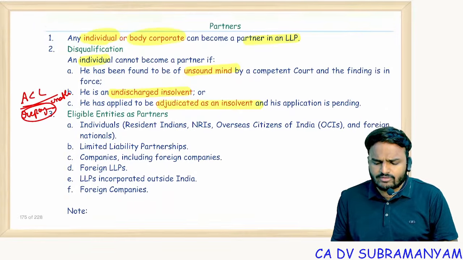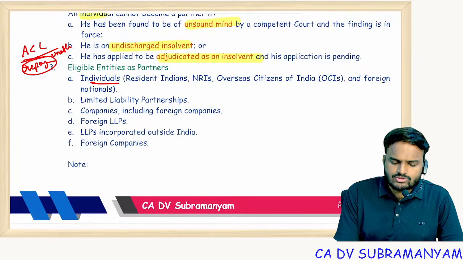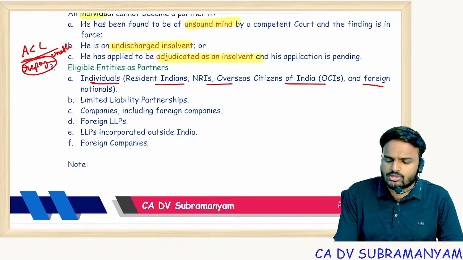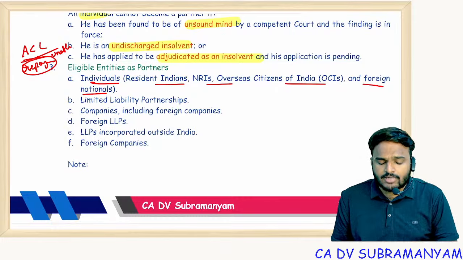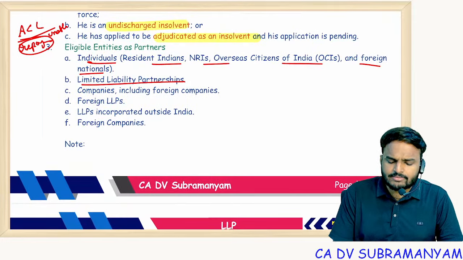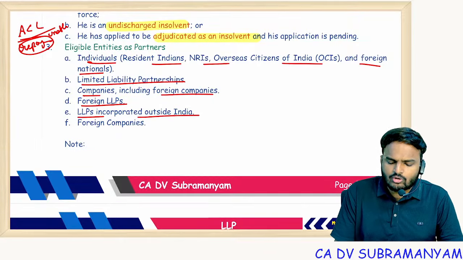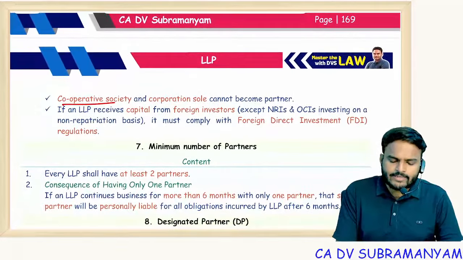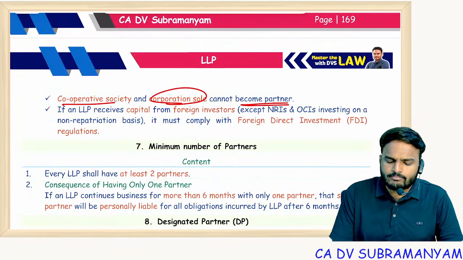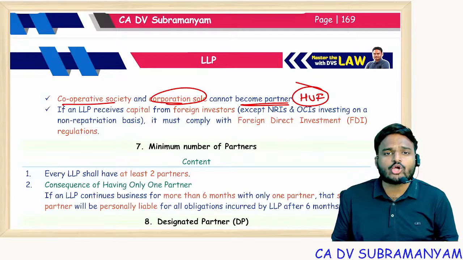Unsound mind, disqualified. Next one, eligible entities as partners. Individuals, even foreign nationals can also become partners in LLP, but they can't become partners in a partnership firm. Limited liability partnerships, companies including foreign company, foreign LLP, LLP incorporated outside India, and foreign companies. Note, cooperative society, corporation sole cannot become a partner. Even HUF cannot become a partner, because it is not a body corporate.